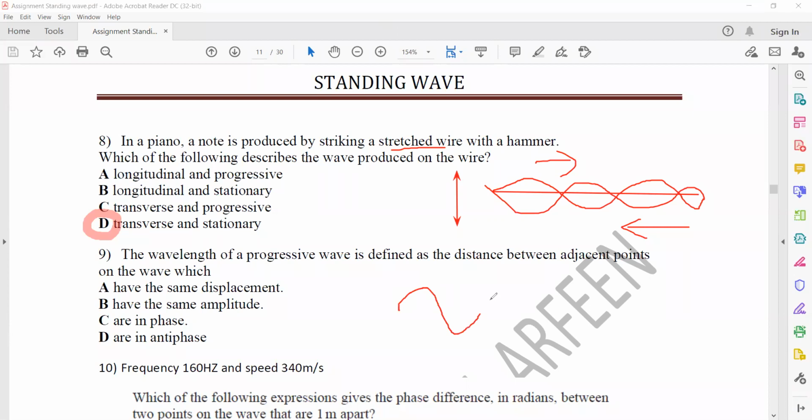For example, if this was a transverse progressive wave, the distance between two successive crests is known as the wavelength, or the distance between two successive troughs is also known as the wavelength. So if this is a crest, the other point is also a crest, so they are in phase. So the wavelength of a progressive wave is defined as the distance between adjacent points on the wave which are in phase or vibrating in the same manner. So C will be the right answer for this.